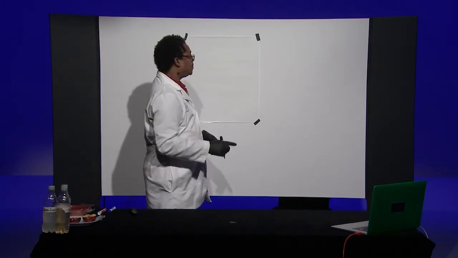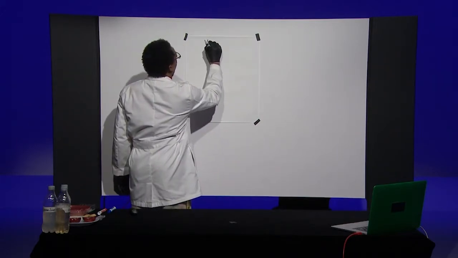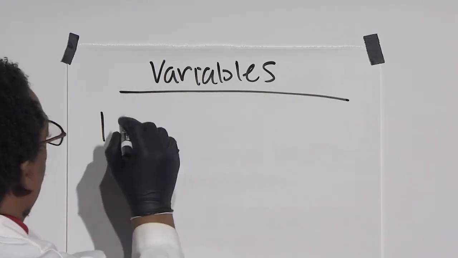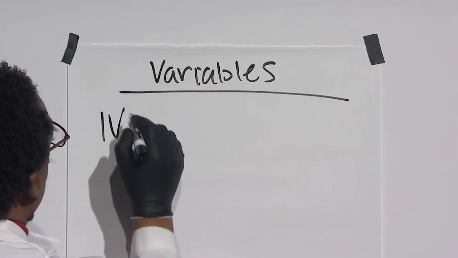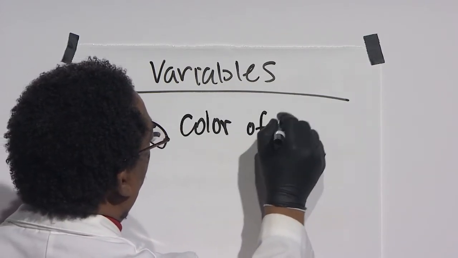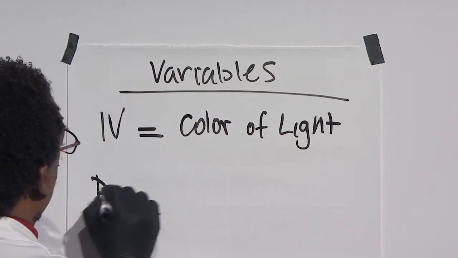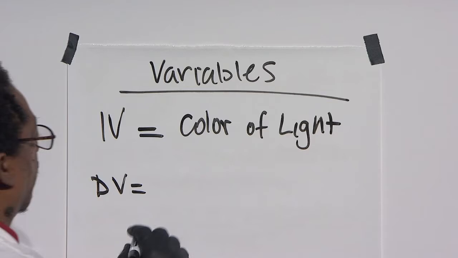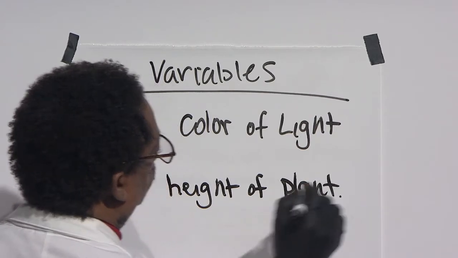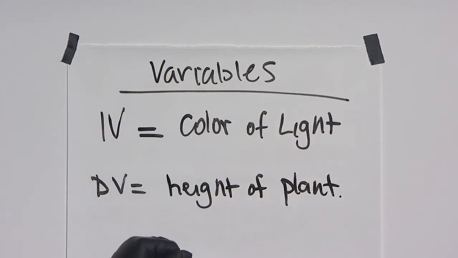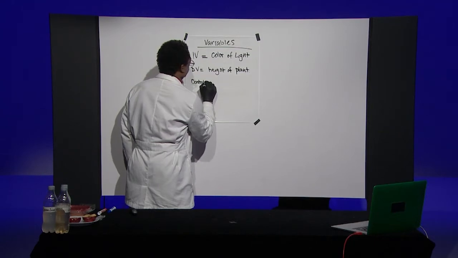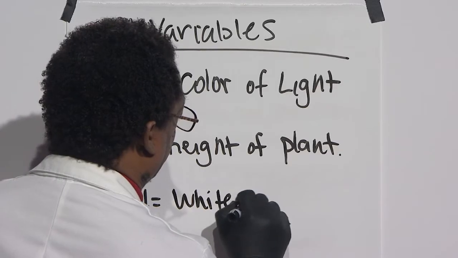So again, the independent variable, and we can make a list. In this case, our independent variable, and we're just going to say IV for independent variable, is going to be color of light. And then our dependent variable is going to be what? Height of the plant. Okay? Our independent variable would be the color of the light, and our dependent variable would be the height of the plant. And then the control was the white light.